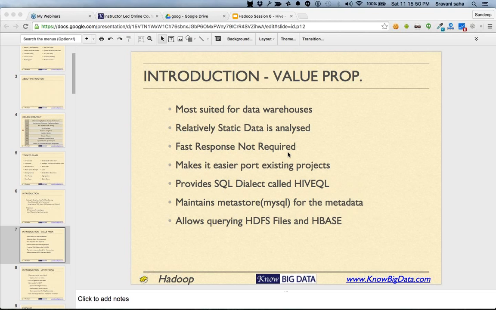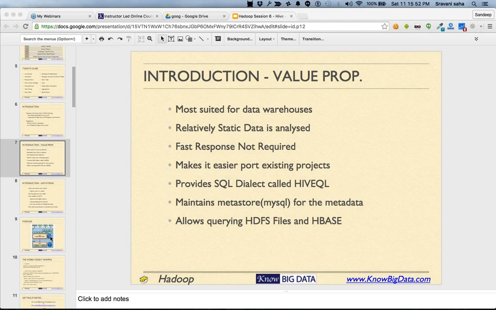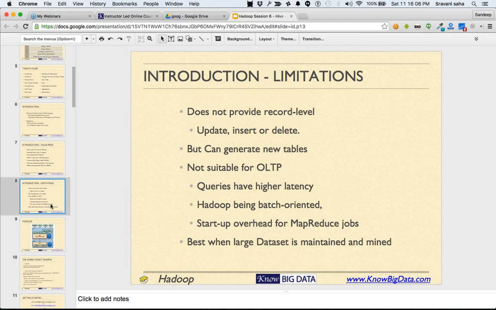Please note the relatively static data. Just like Pig, Hive also does not allow modifying data. It is only for querying, or at most you can create a whole new table from given data. It does not provide record level update, insert, or delete, but it can generate new tables. It is not suitable for OLTP, online transaction processing, because OLTP requires extremely fast response, which it cannot provide.